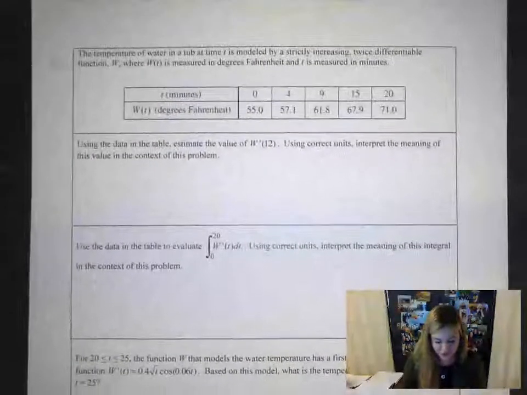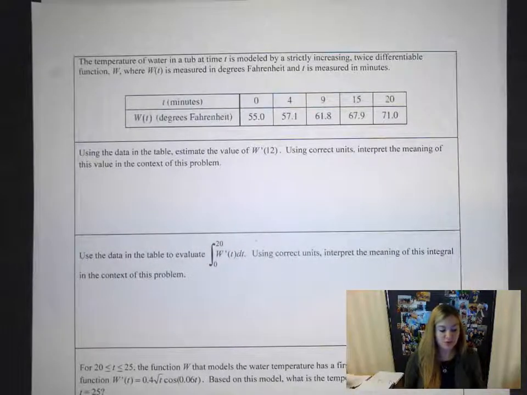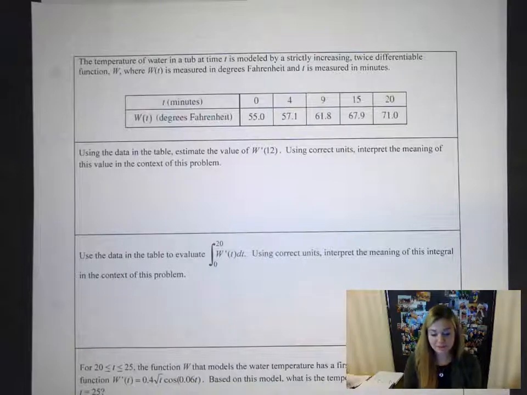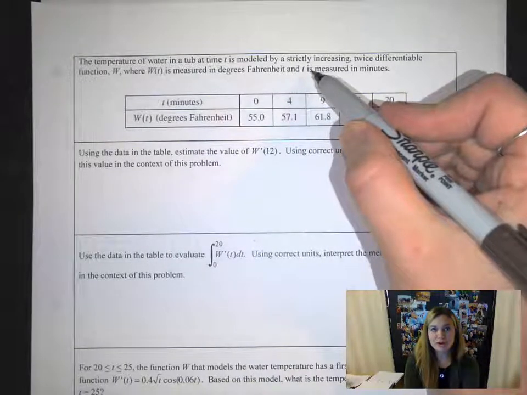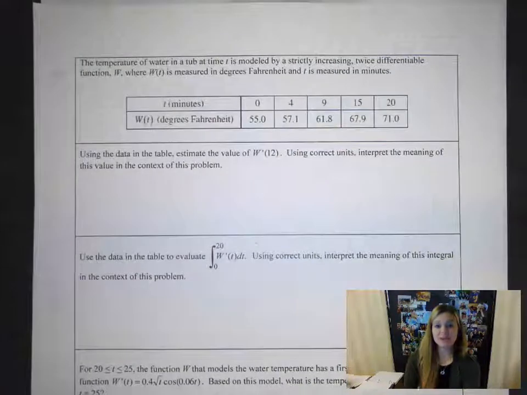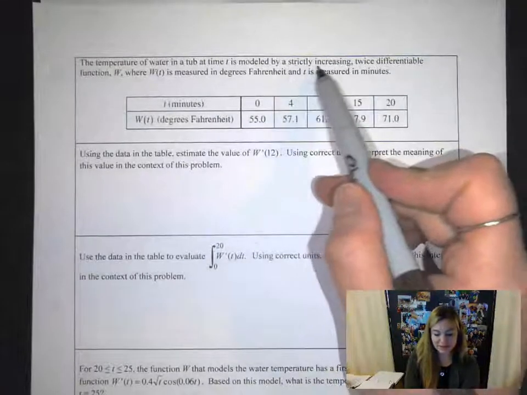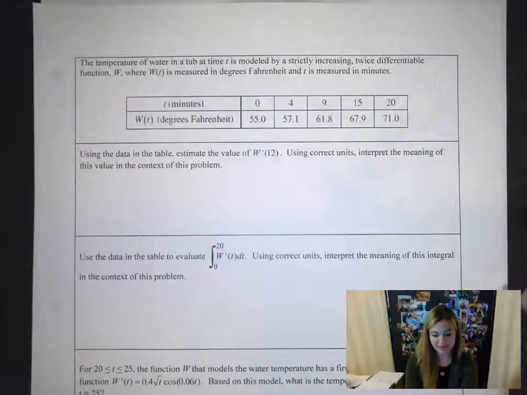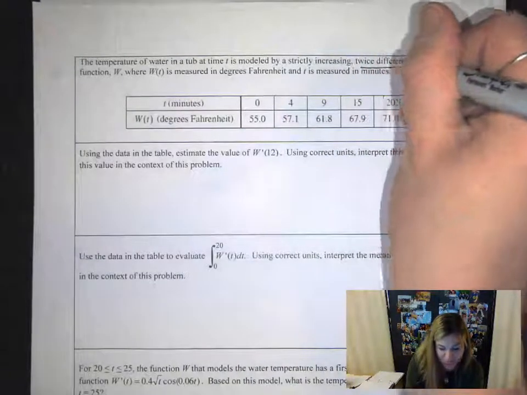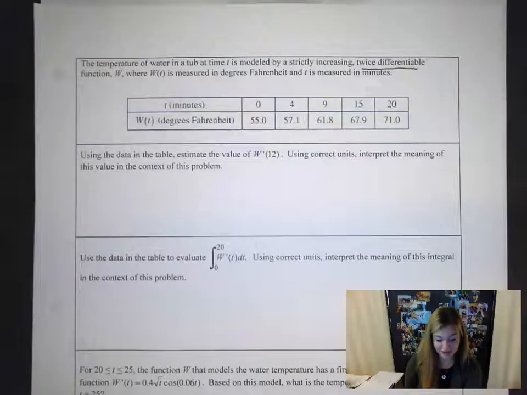So on the next page, now we get into problems. In this one, we've got the temperature of water in a tub. These are really good free response questions if you haven't noticed by just even the setup of this. So the temperature of water in a tub is modeled by a strictly increasing function. This means that this function will never have a derivative of 0. It's always going to be a positive derivative, strictly increasing. It'll just be positive, positive, positive, and never stop at 0 for a second. Twice differentiable. That's nice. So lots of theorems can be used here if needed.